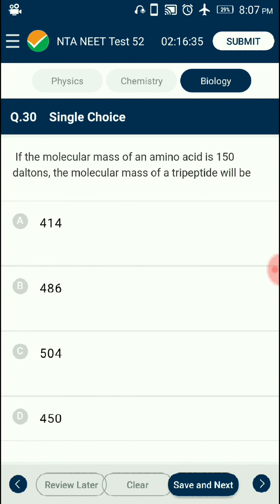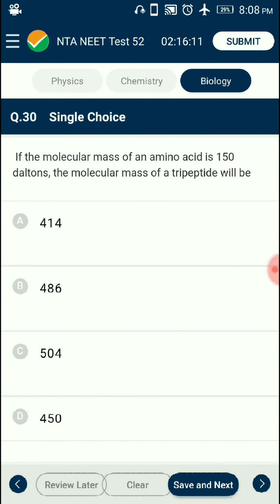Question number 30. If the molecular mass of an amino acid is 150 Daltons, the molecular mass of a tripeptide will be. A tripeptide is formed by the condensation of 3 amino acids with the loss of 2 water molecules. The molecular mass of 2 water molecules is 18 times 2, equal to 36.